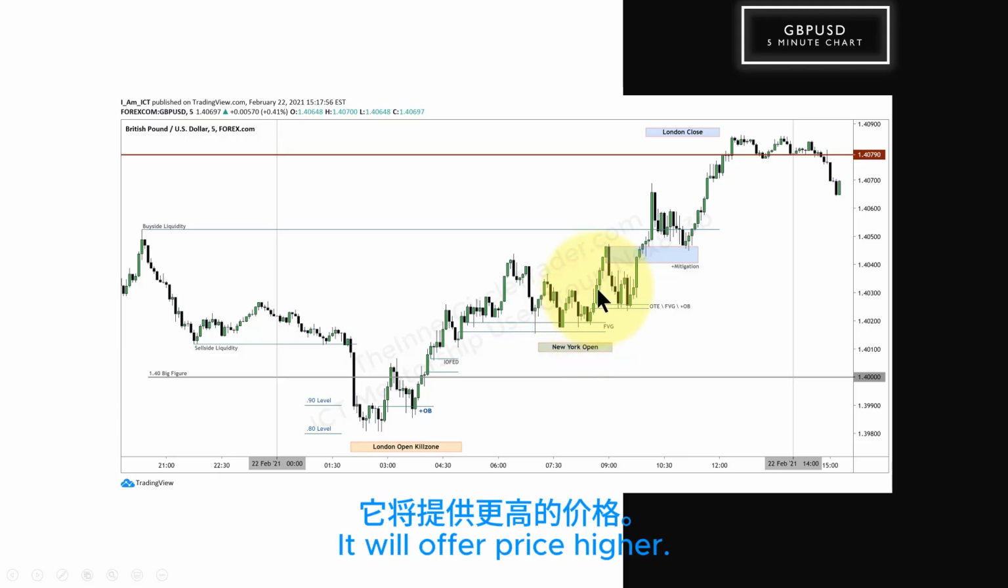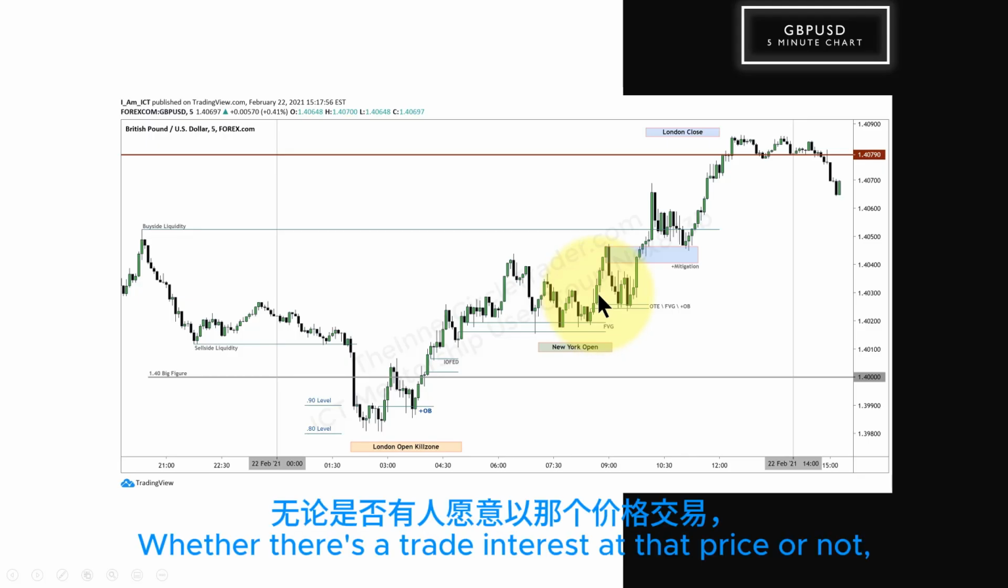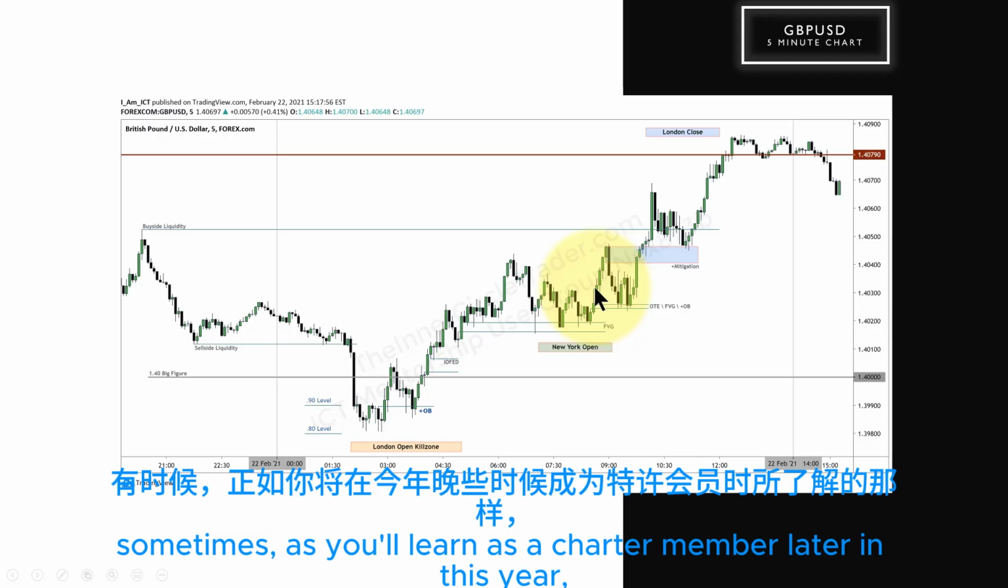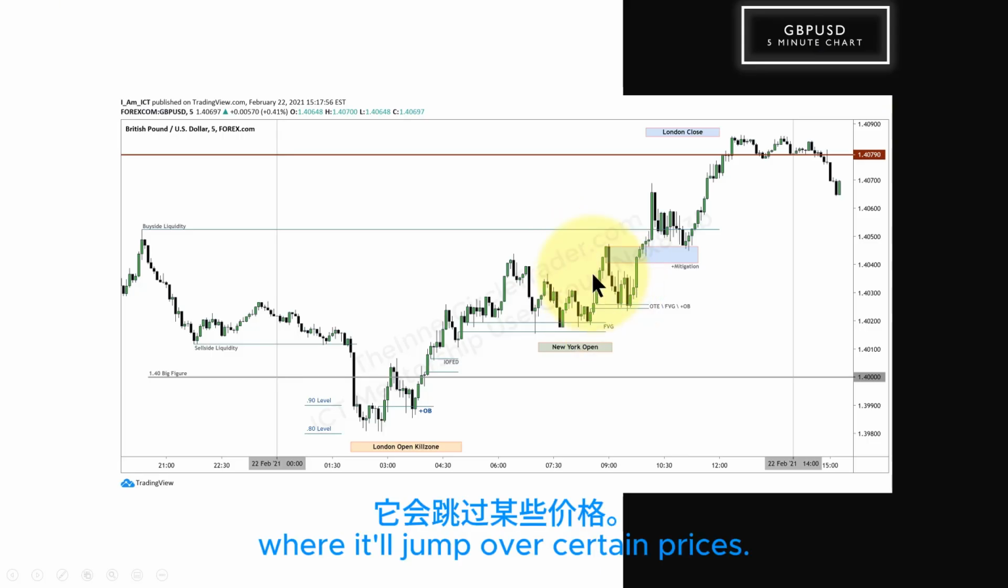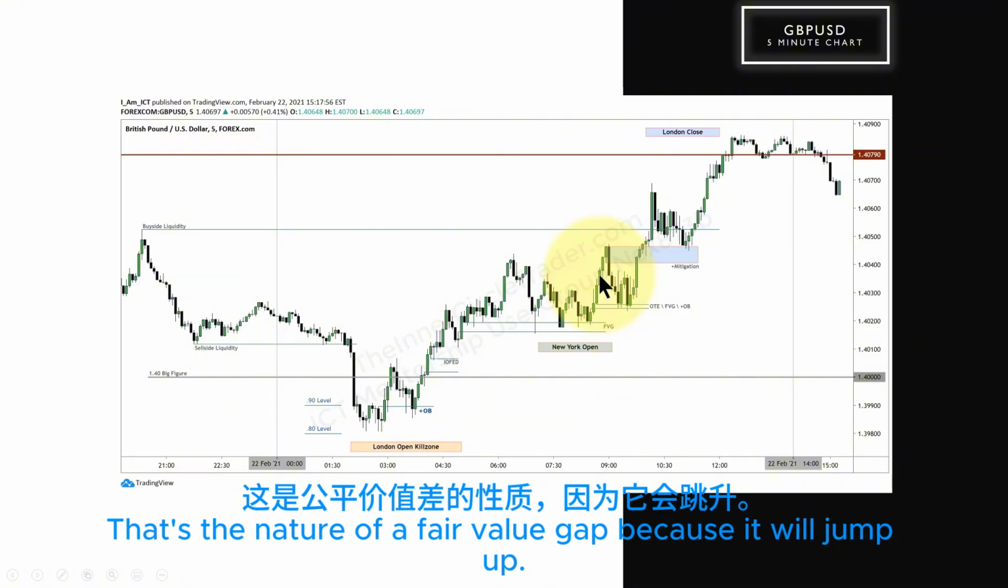It will offer price higher. Okay, it'll go 140.27. Whether there's trade interest at that price or not, it'll offer 140.28 and then offer 140.29. And then sometimes, as you'll learn as a charter member later in this year, the market will do this gapping up where it'll jump over certain prices. And that's what you get in here, where you get these big candles. That's the nature of a fair value gap, because it will jump up.